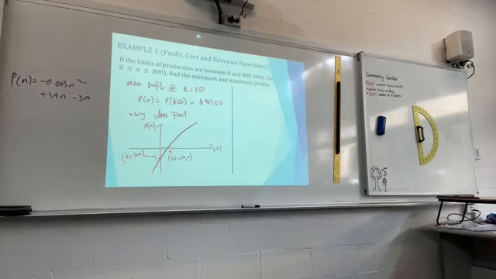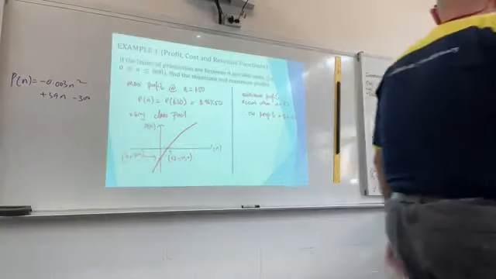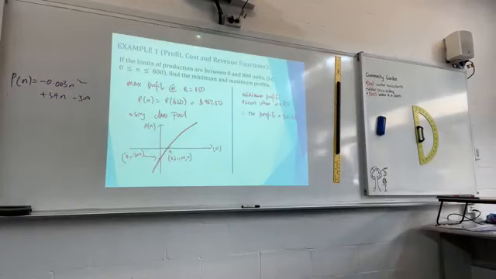Can profit be negative? Yes, that's loss. Profit is negative, is loss. So minimum profit occurs when n equals 83. And the profit itself is $3.03. I should have used 2 decimal places.